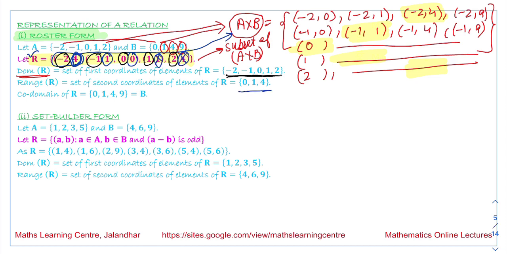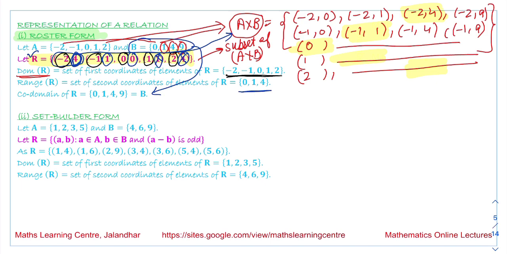So we are writing it is 0, 1 and 4. And the codomain of R, that is the set B. The set B has elements 0, 1, 4 and 9. This is equal to set B, and this is the codomain of R. Now the second form of representing the relation is the set builder form.